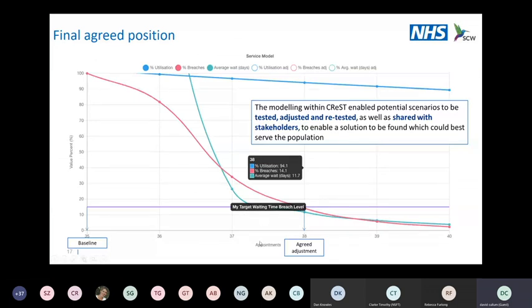So they ended up agreeing an extra 3 appointments and maintaining their wait time standard. Taking the reduction in DNA into account, they're able to deliver that within their resources. That puts us there. 14% will breach, and we were looking for anything under 15%, and there you are, your average wait in days of 11.7.